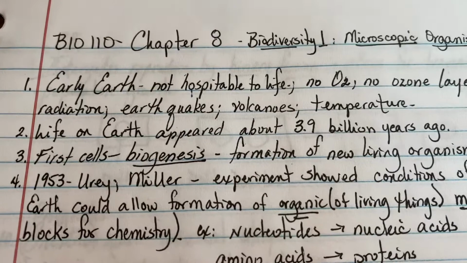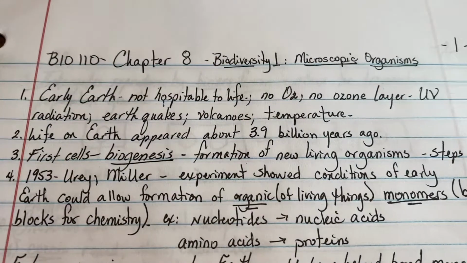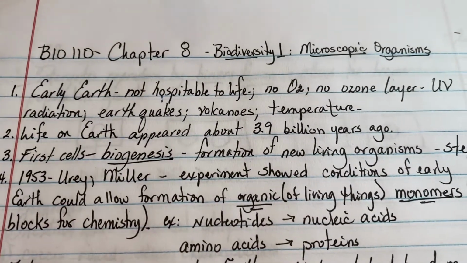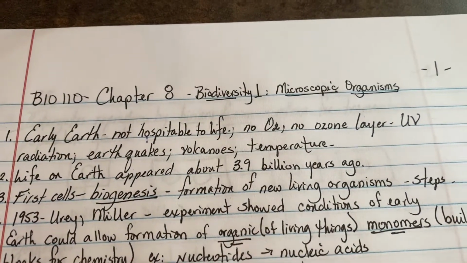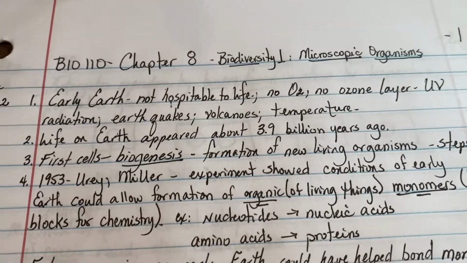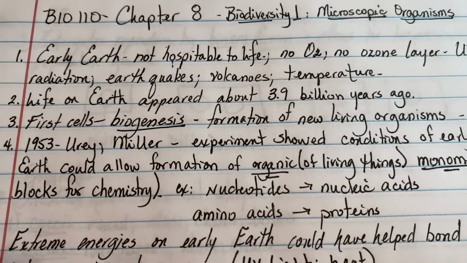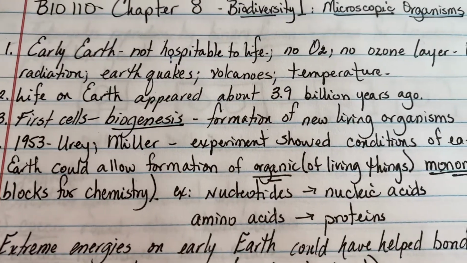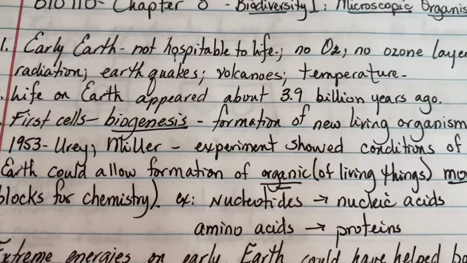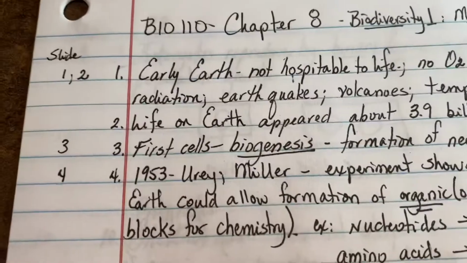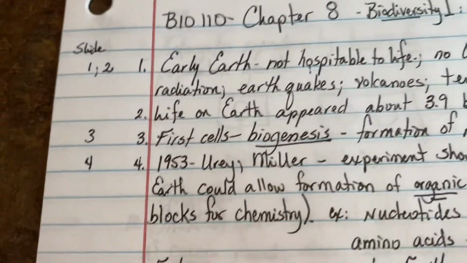In 1953, Urey and Miller conducted an experiment that showed the conditions of early Earth could allow the formation of organic monomers. And remember, organic means living things, and monomers are the building blocks for chemistry. In their experiment, they were actually able to show that nucleotides could have been created, which of course will combine to make nucleic acids, and amino acids were created, which of course will combine to make proteins. Have a look at slide 4 so that you can really see how that experiment was done.